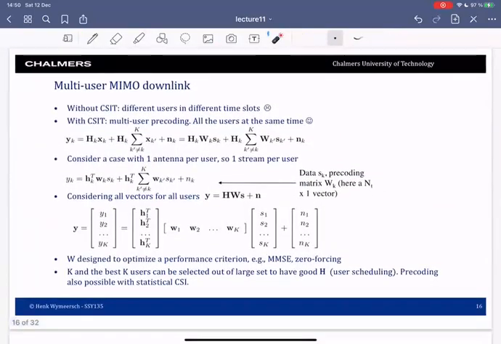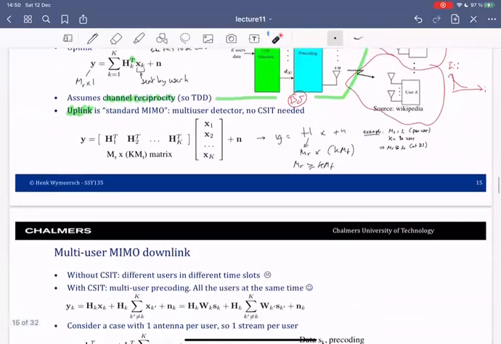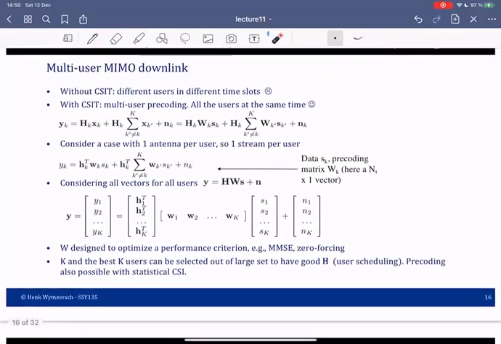Now the downlink is a bit more tricky, right? Because again, the signal at the user has this multi-user interference, and user K is not interested in this signal. We really want to make this 0. So if the base station does not know the channel, then there's not much to do. There's no way for the base station to help the users avoid the interference. So the only thing it can do is to send to different users in different time slots. So this means we can do TDMA, FDMA, or CDMA.